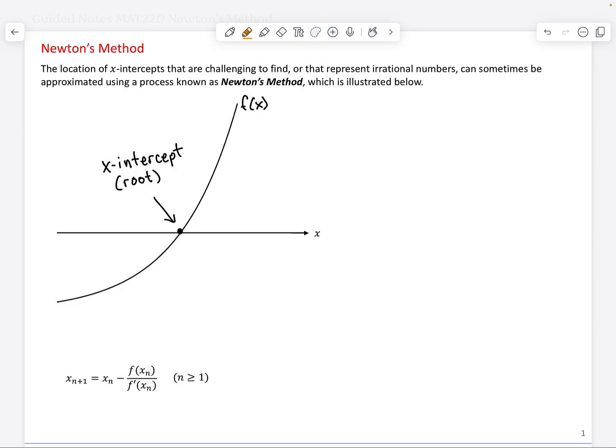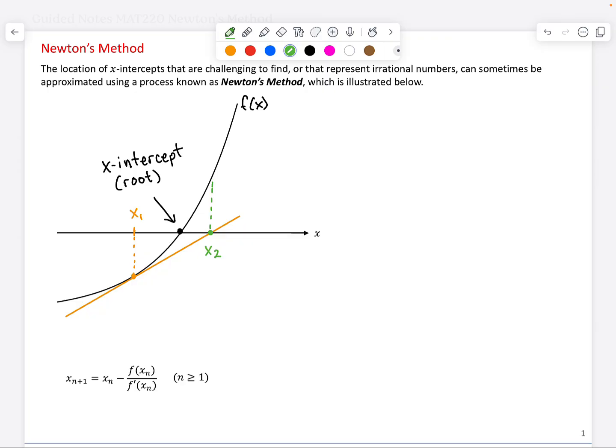We begin with an x-coordinate that's near the root, and I'm going to call it x sub 1. We find the point on the function corresponding to this x-coordinate, and then calculate the tangent line, or the local linearization. Now, finding the root of a tangent line is easy to do, so the location of where this tangent line intersects the x-axis will become our next x-coordinate of interest. I'll call it x sub 2, and then we repeat the process.